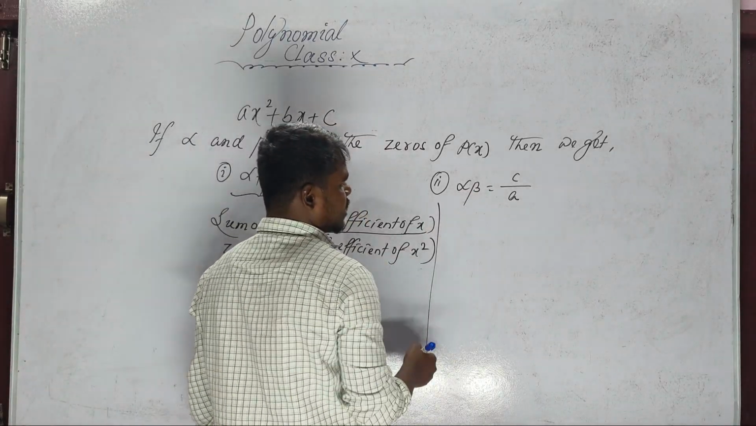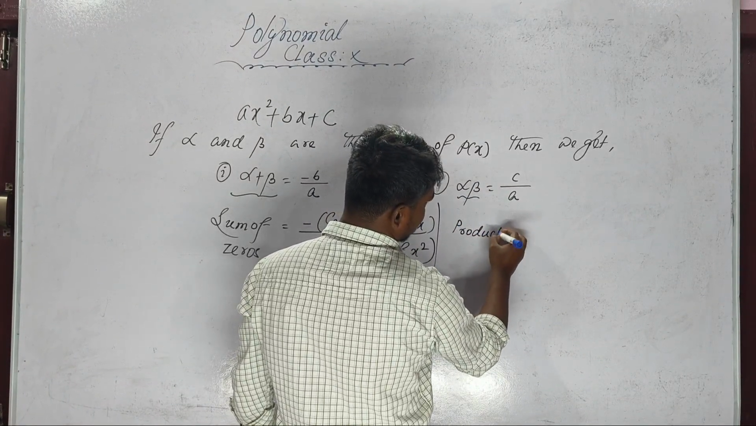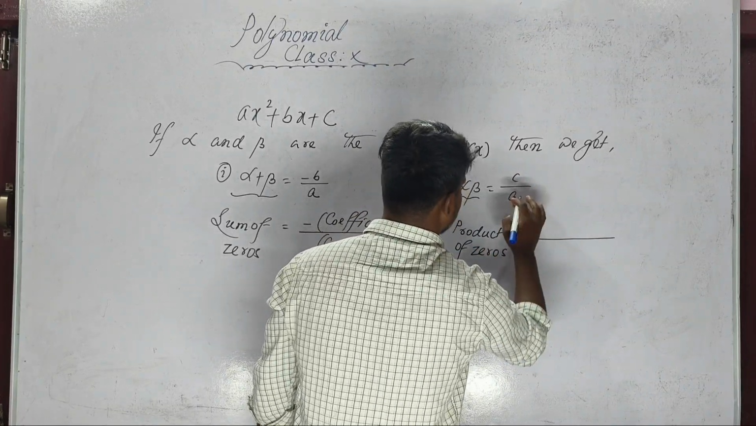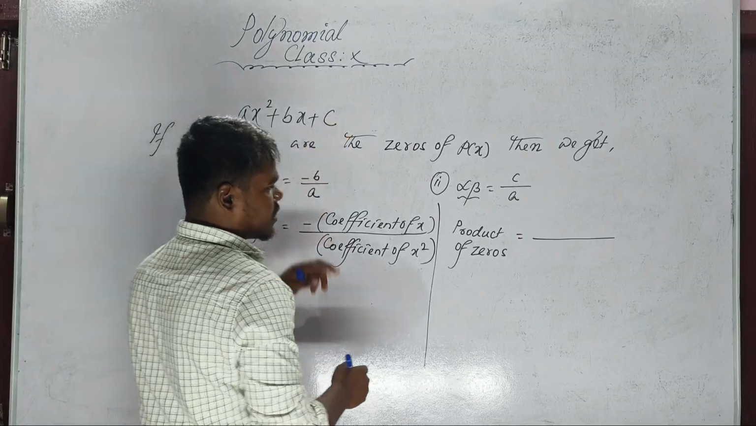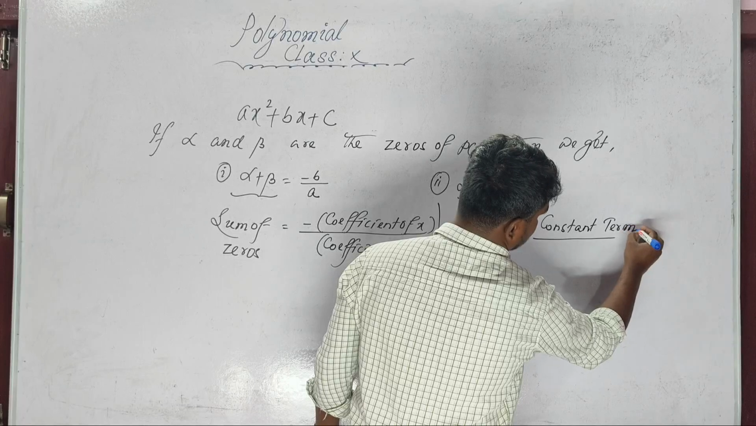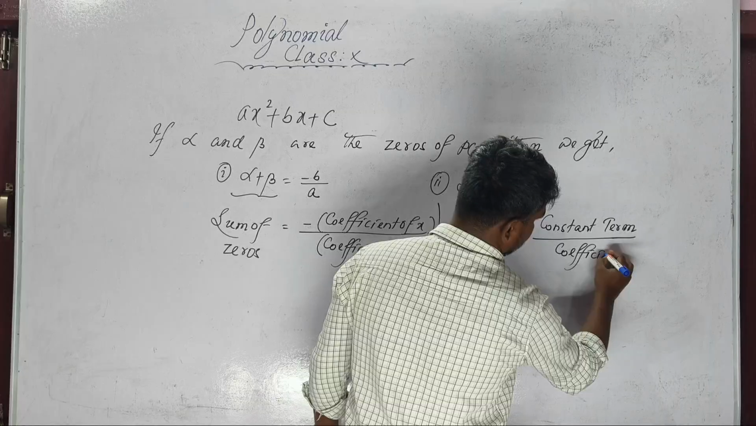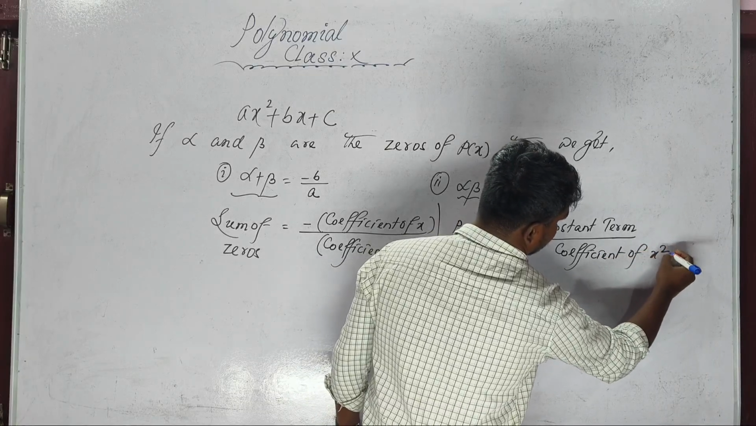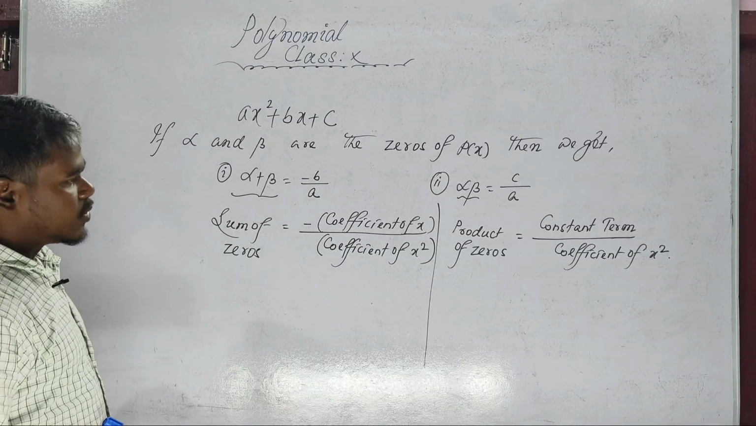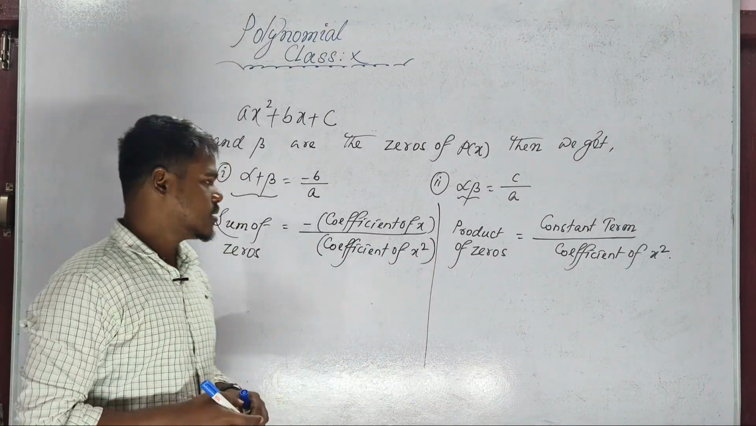Now, alpha into beta equal to c by a means the product of zeros. In other words, we can write product of zeros equal to c by a on the right side. C means constant term. A means coefficient of x square. This is the important thing you have to remember, and the numericals will be set based on these two formulas.